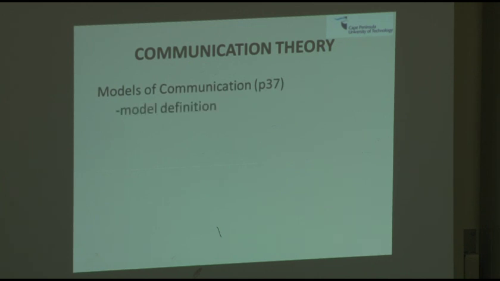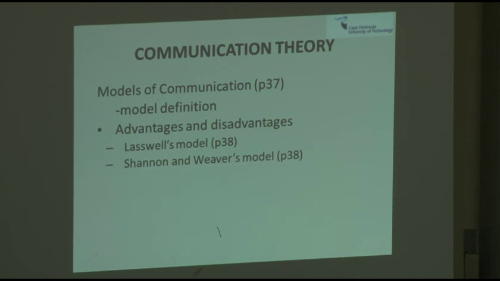So now we go over to the models of communication. And as I said, we have 6 models. You need to know the definition of each one of these models. In the book, they give you the definition of the model, as well as the advantages and disadvantages of each model. So what is a model first and foremost? A model is just a framework that we use to analyze, evaluate, or interpret a certain context of communication.